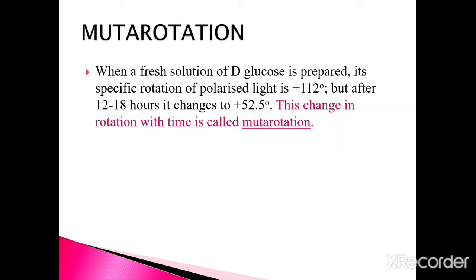When a fresh solution of D-glucose is prepared, its specific rotation of polarized light is 112 degrees. But after 12 to 18 hours, it changes to 52.5 degrees. So this change in rotation with time is called mutarotation.